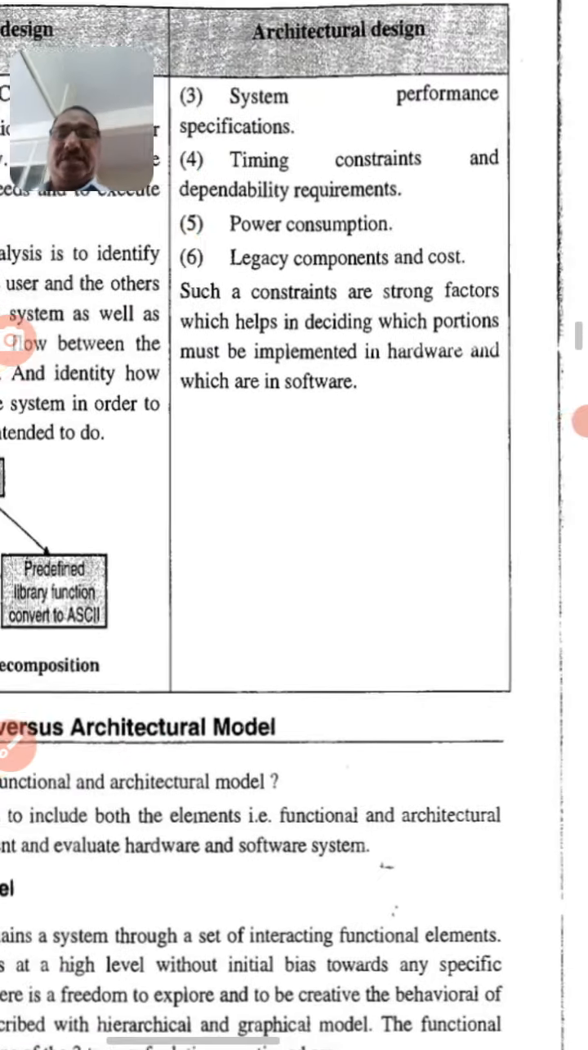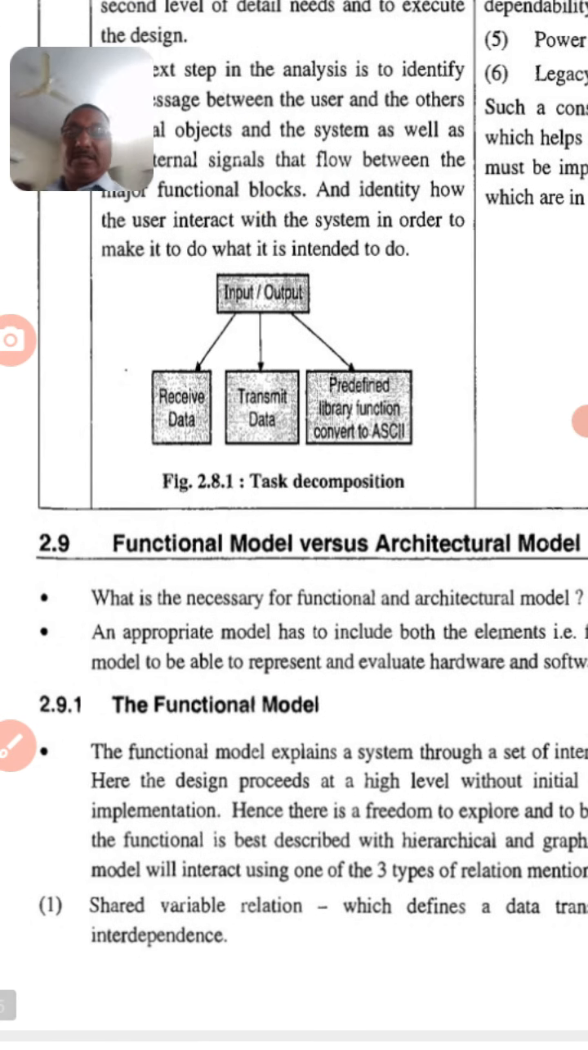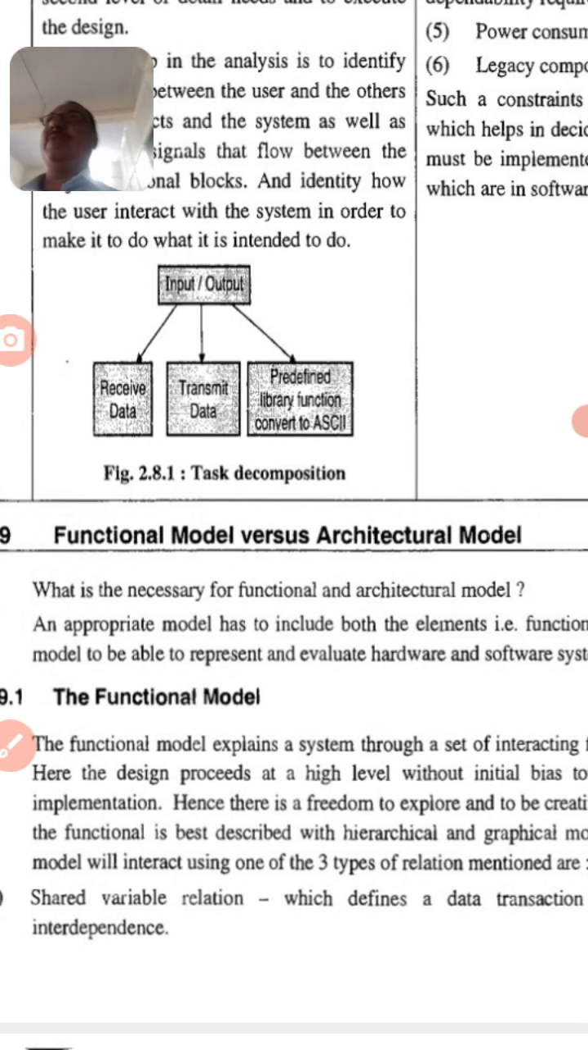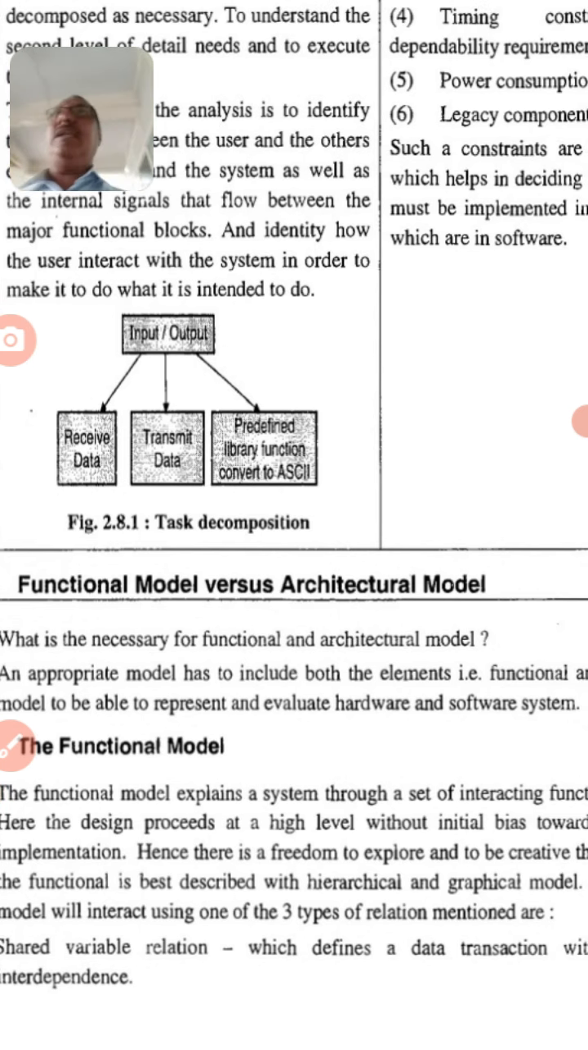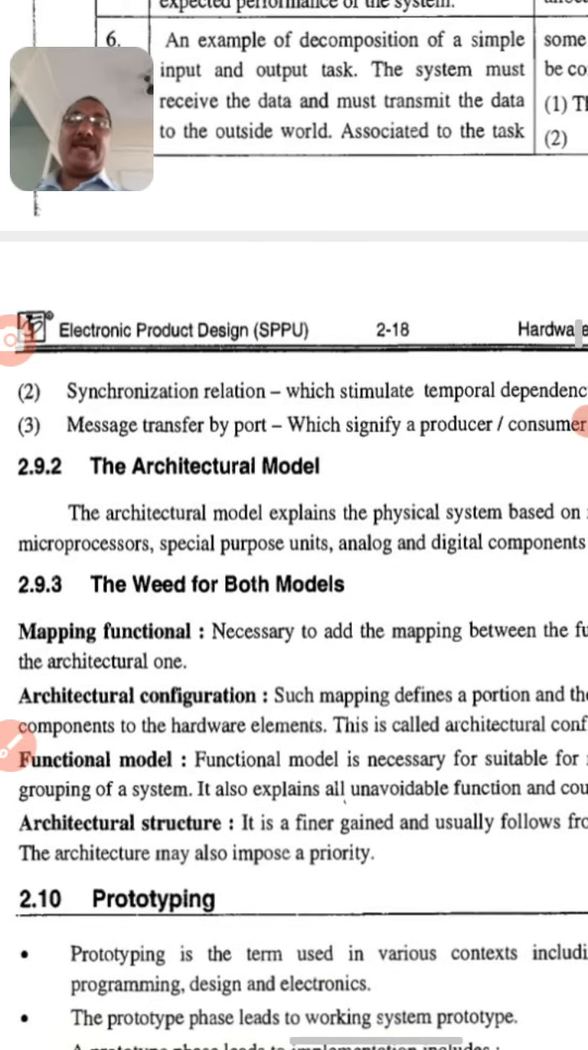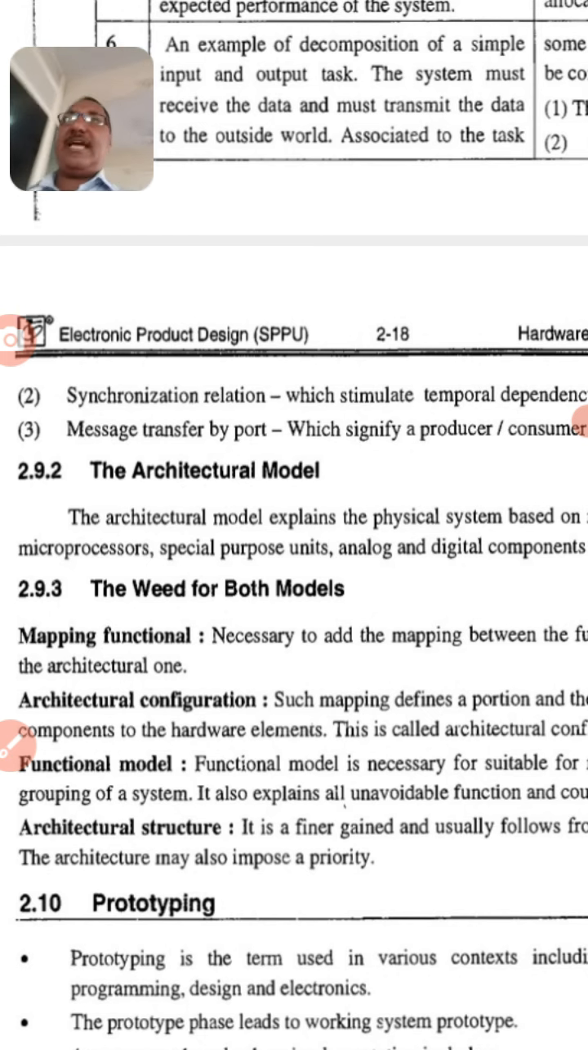So such three types of relational methods are available in a functional model. All these things should be clearly mentioned in a functional model, so that the architectural designer will understand it thoroughly.